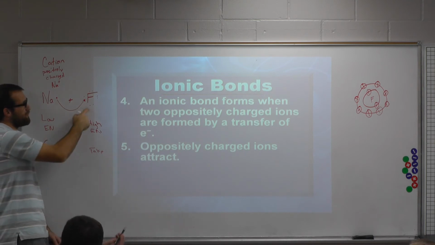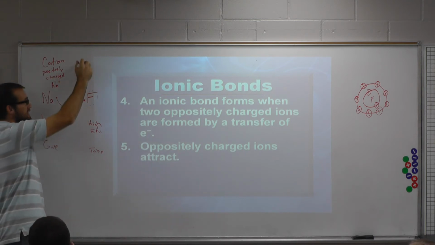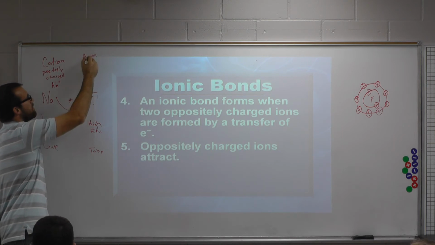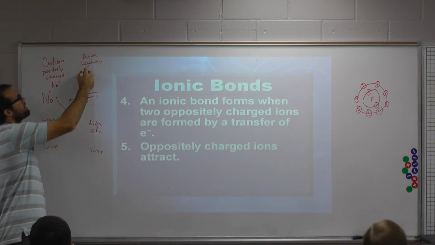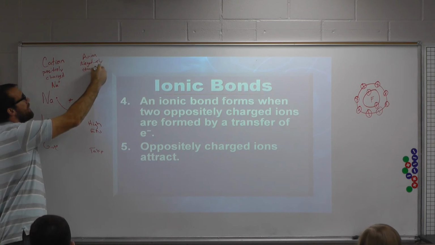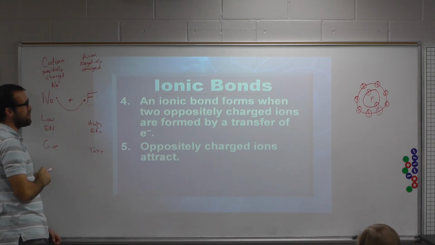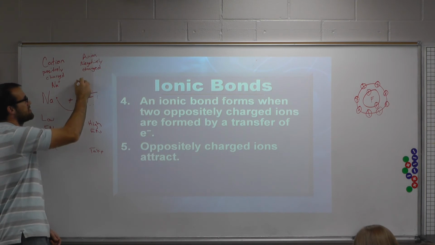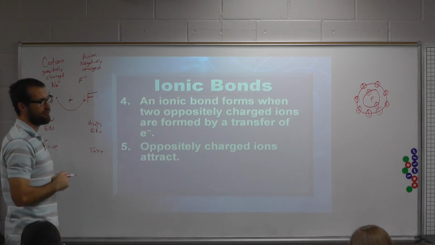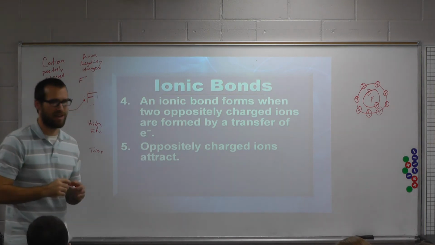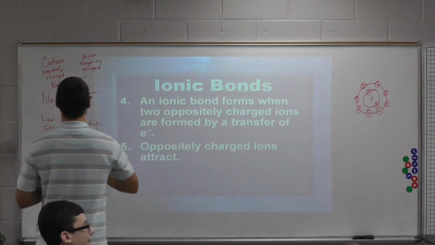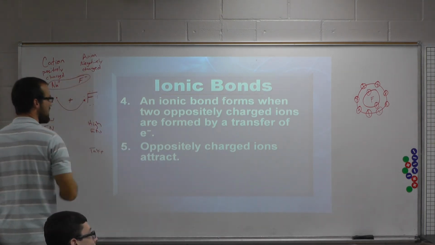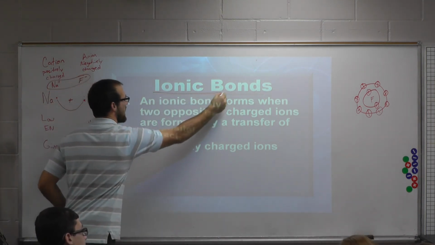And then by default, since we know this is the cation, this is then the anion. So the one with the lower electronegativity is the positive one. The fluorine becomes the anion, negatively charged. So we got an Na+ and an F-. And what does a positive thing and a negative thing do to each other? These oppositely charged ions attract, forming our ionic bond.